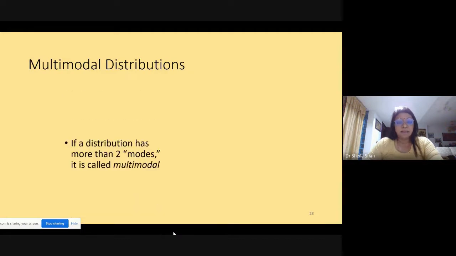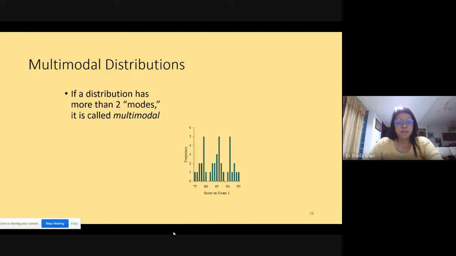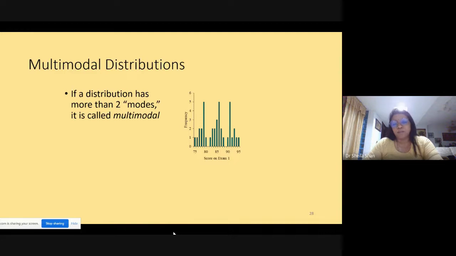Okay, multimodal distribution, that means you have more than two modes. Like in this picture, you can see frequency five, five times appearing. What number appears five times? 79. So the same number 79 appears five times. And then 80 appears again. You can see three peaks, right? So this one is called multimodal. You have three modes.